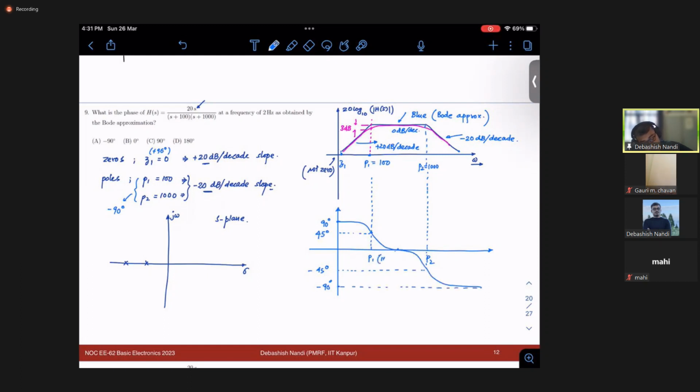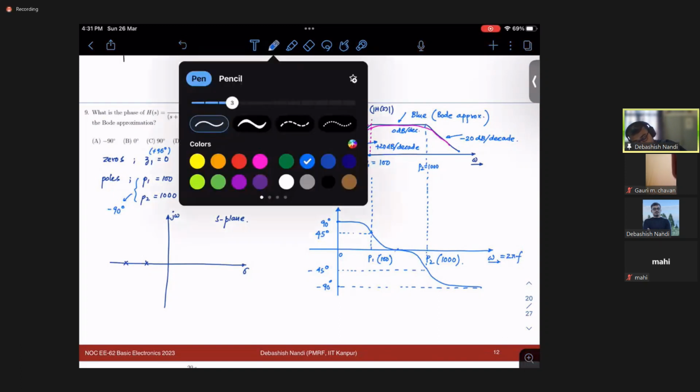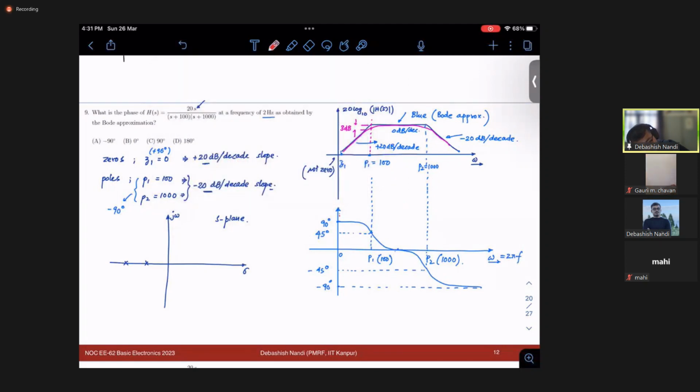This is your 100 and your S is 0, right? Your 0 is at 0 and P2 is 1000, right? So what are they asking? They are asking at a, this is the omega axis, remember it. Omega is 2 pi f. It is not f, it is 2 pi f. So at a frequency of 2 hertz, where do we lie? We lie very near to 0, right?